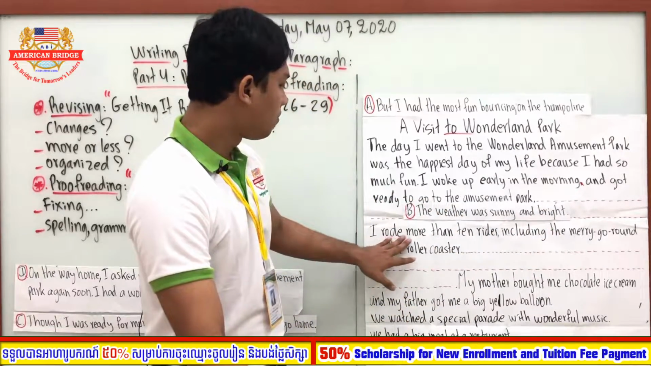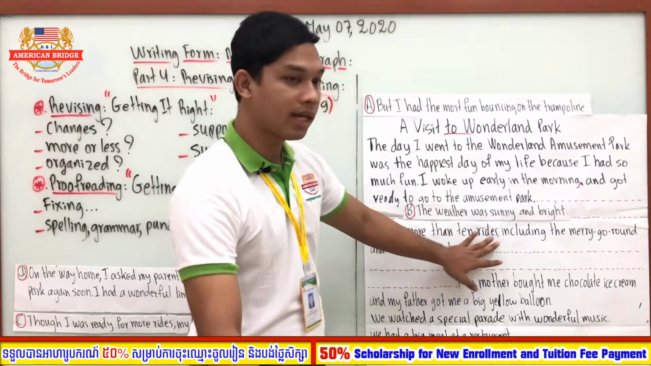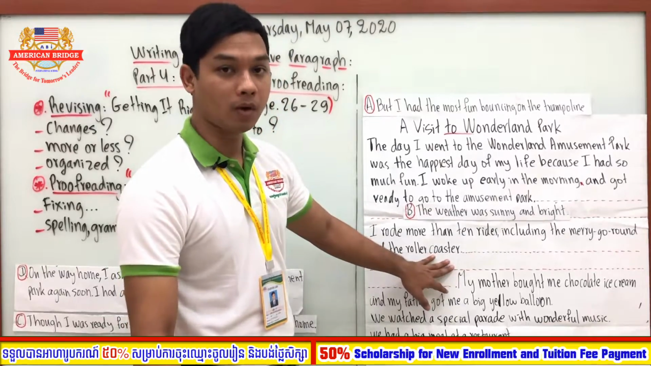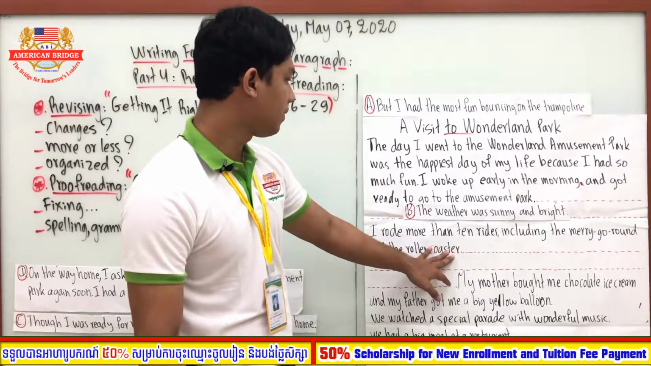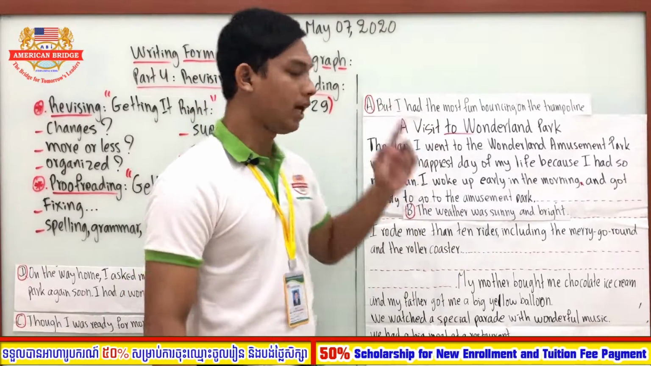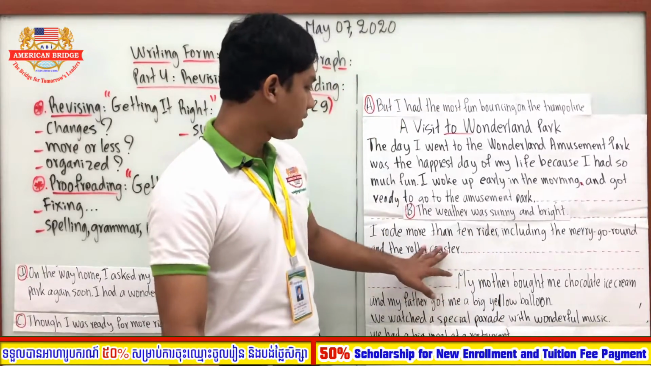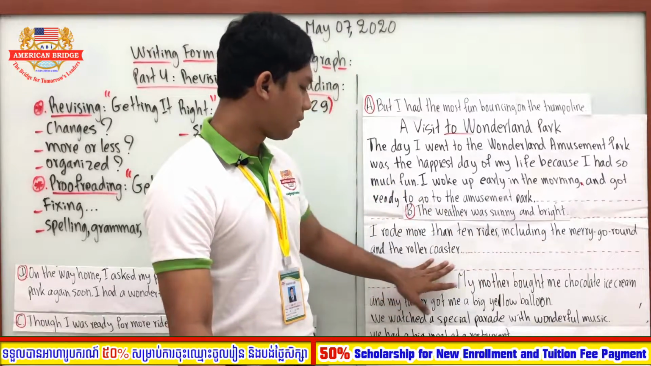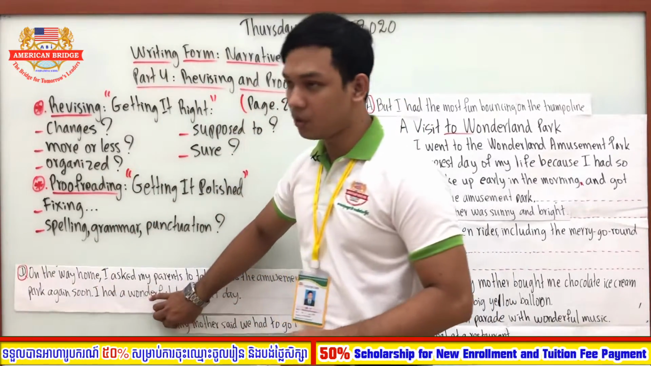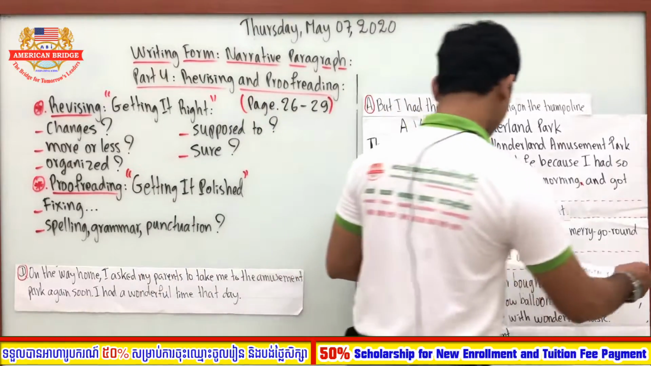Right? I rode more than 10 rides, including the merry-go-round and the roller coaster. Okay. So what sentence should we complete in here? The roller coaster. And after this, that should be letter what? We have A, C, and D. Okay, A, C, and D. All right. So you can see more than 10 rides, including the merry-go-round and the roller coaster. So this one should be letter C, right? Good. Make sure that when you complete the sentence, you can see the sentences or the action flow from one to the other, right?